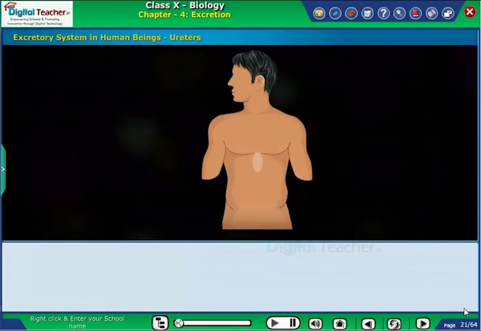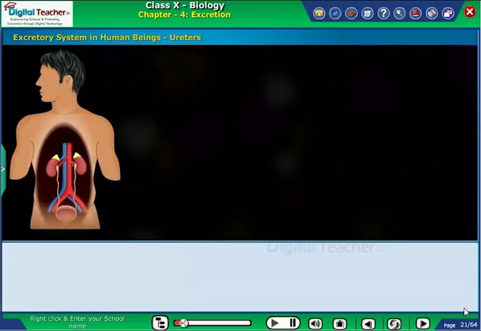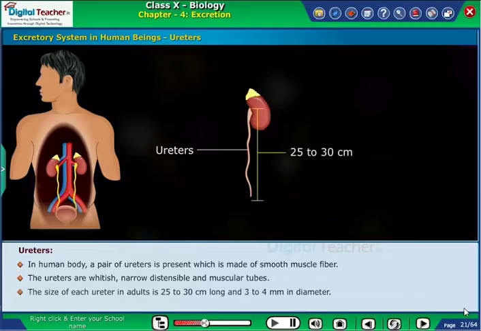Now, let us discuss the remaining parts of the excretory system. First, let us learn about the function of ureters. Ureters. In the human body, a pair of ureters is present which is made of smooth muscle fiber. The ureters are whitish, narrow, distensible and muscular tubes. The size of each ureter in adults is 25 to 30 cm long and 3 to 4 mm in diameter.